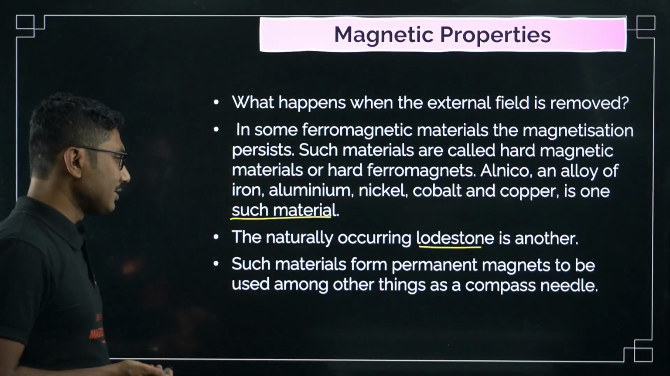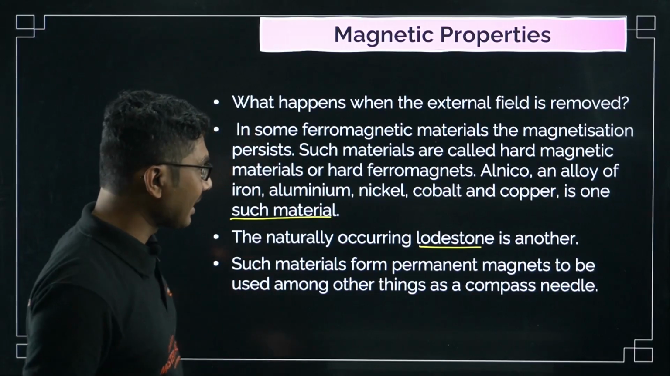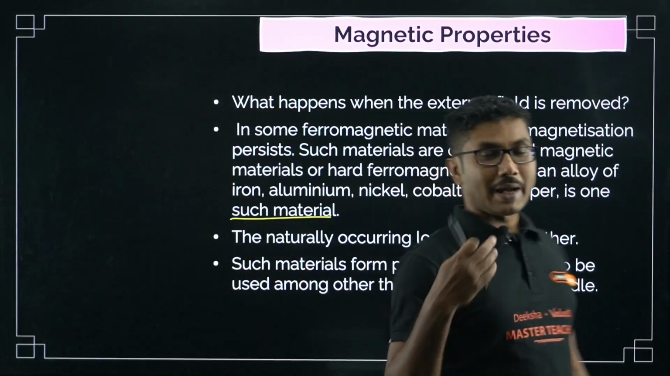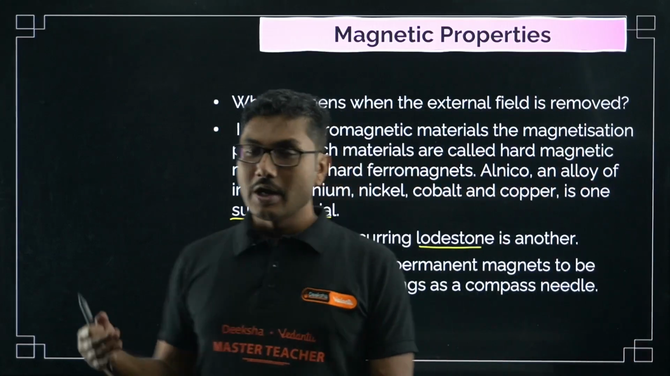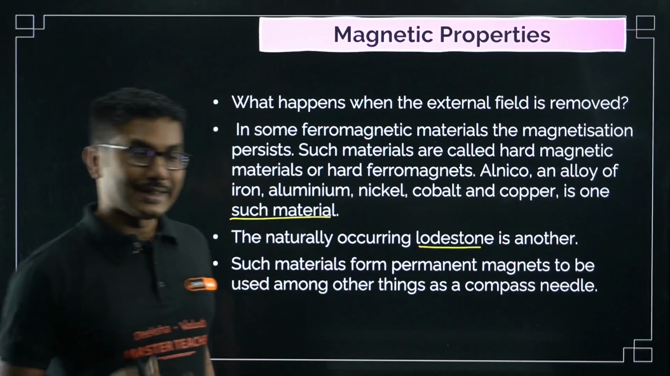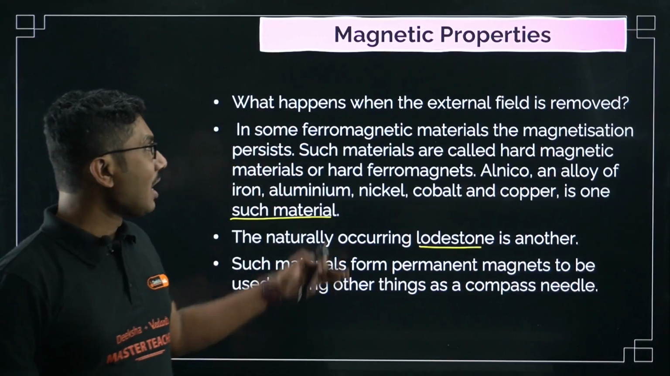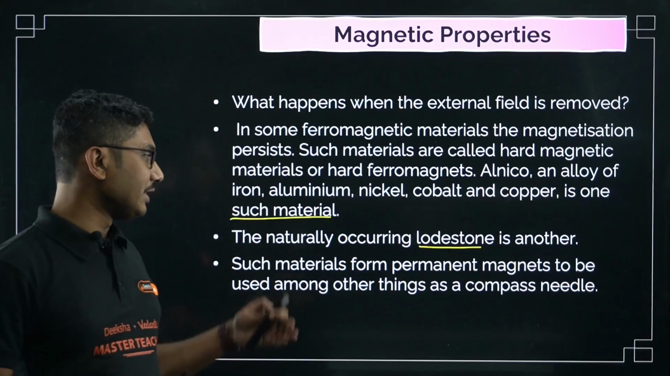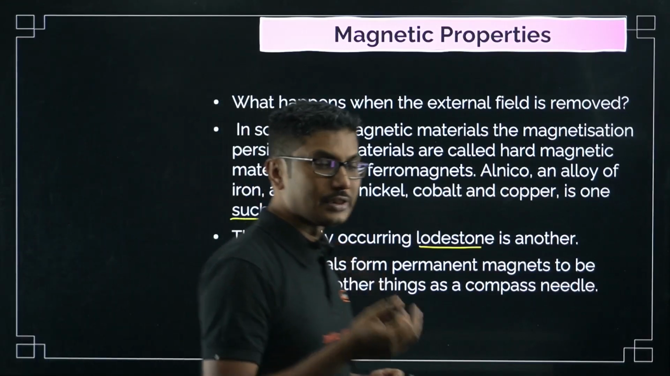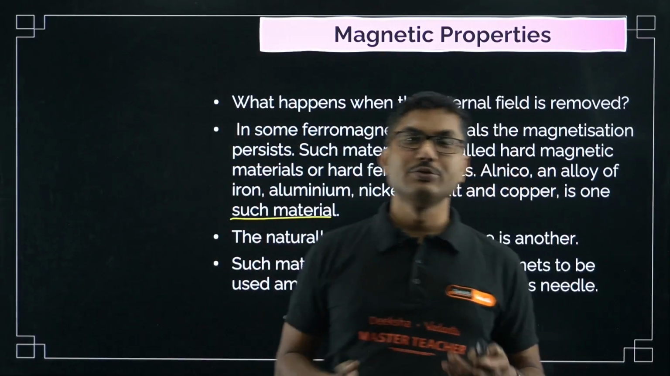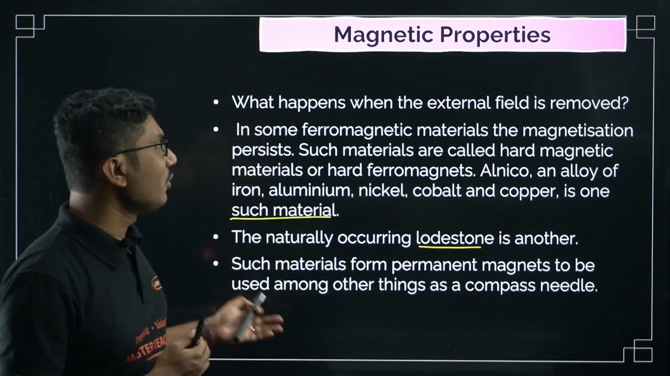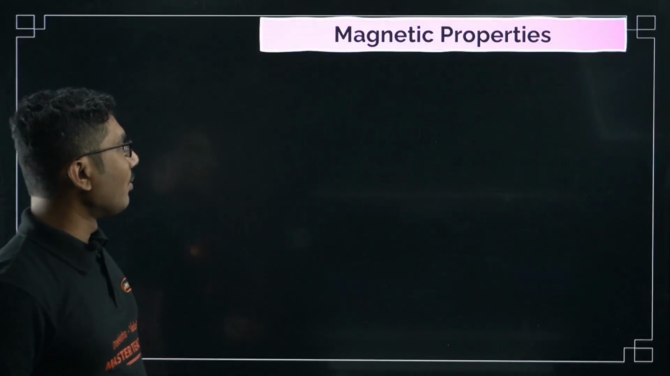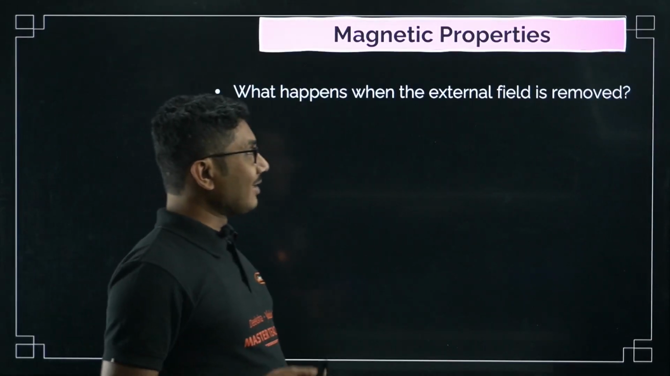Such materials form permanent magnets and are used, among other things, as compass needles. If you have done experiments in your PU2 lab using a magnet, they are basically permanent magnets made of some hard magnetic materials. They are also used in compass needles. You have seen compass needles from ancient times; a compass needle is used to find direction. So ferromagnets are also used to make compass needles. Now what happens when the external field is removed?